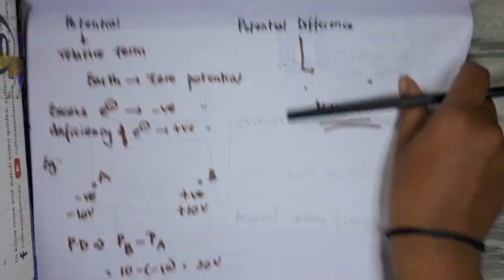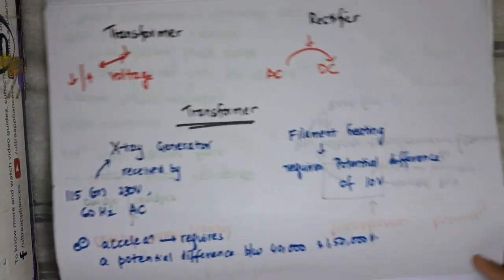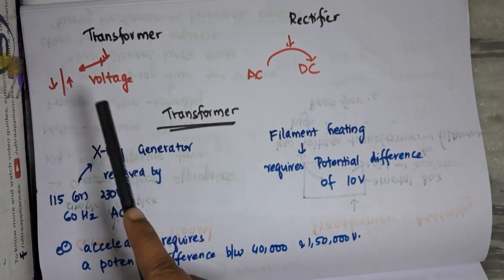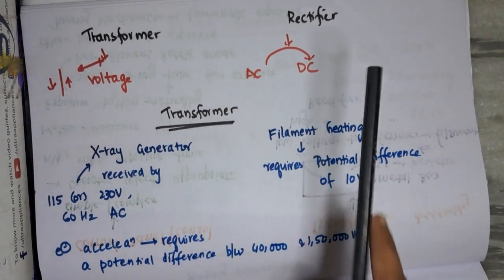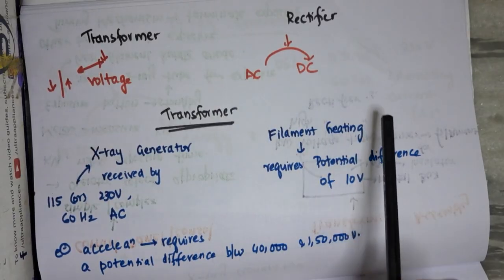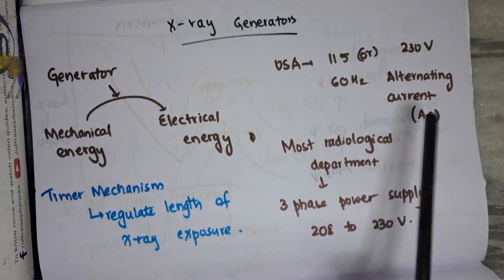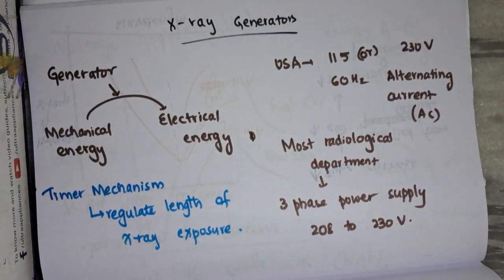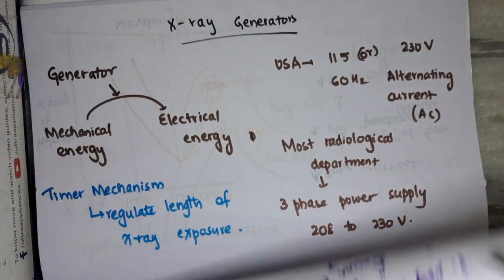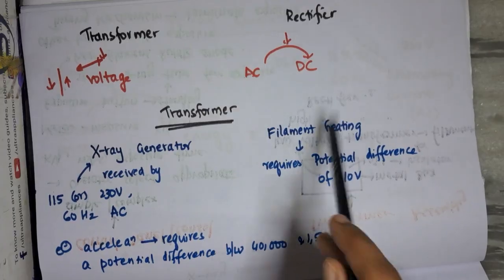According to the definition, a transformer is a device which either increases or decreases the voltage. And we have the rectifier. The rectifier changes alternating current into direct current. As we have already said, the current which we receive in houses is alternating current, but at the end we need direct current to be applied to the X-ray tube. So this rectifier converts alternating current into direct current.